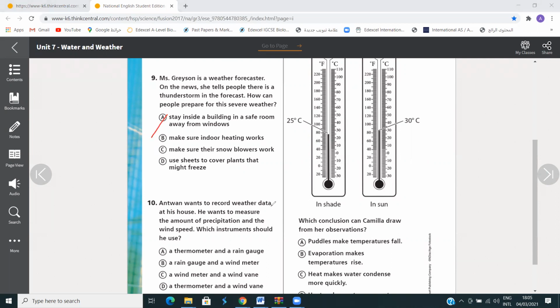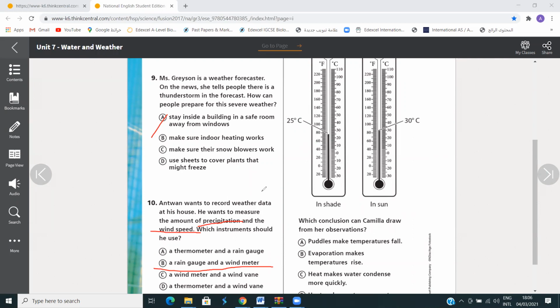Number 10. Antoine wants us to record weather data at his house. He wants us to measure the amount of precipitation and the wind speed. Which instrument should you use? A thermometer for amount of precipitation? No. And wind speed, that is a wind meter. That's number B here. Okay, my students.